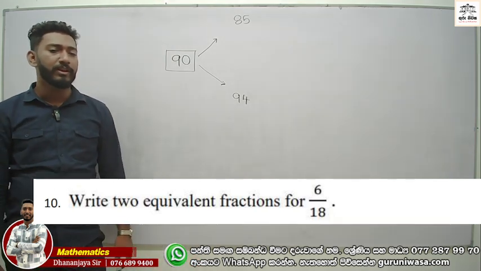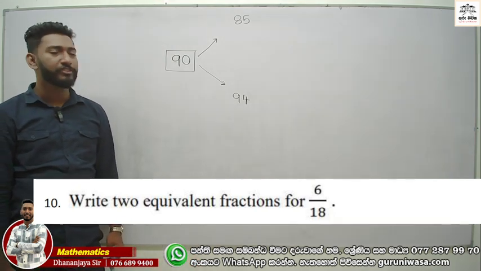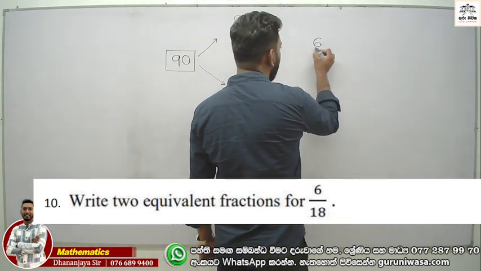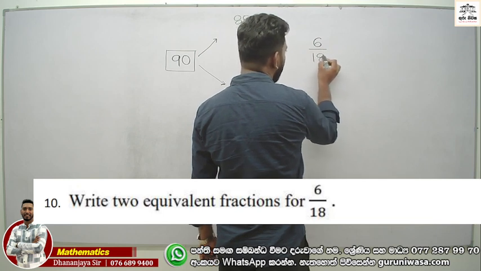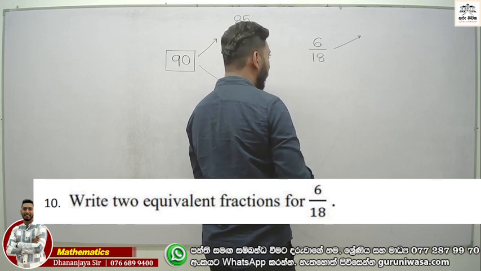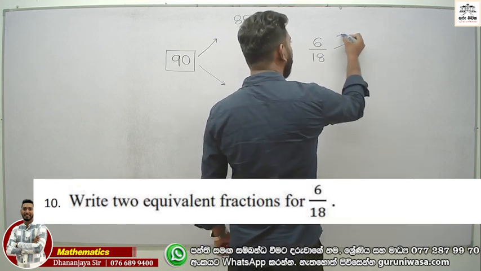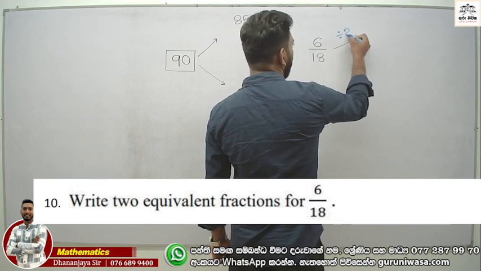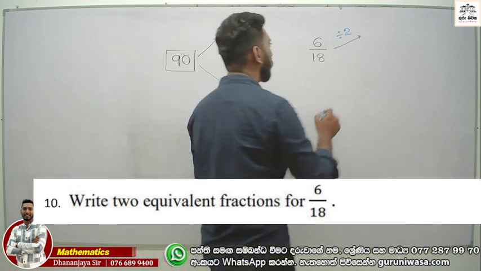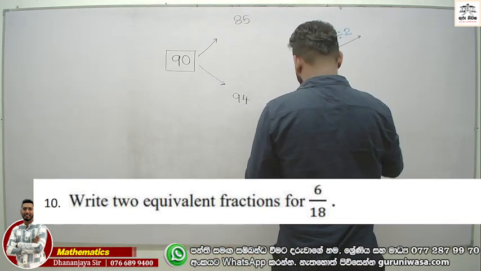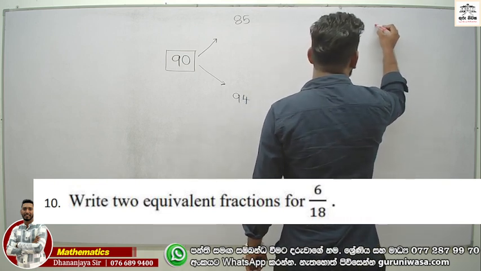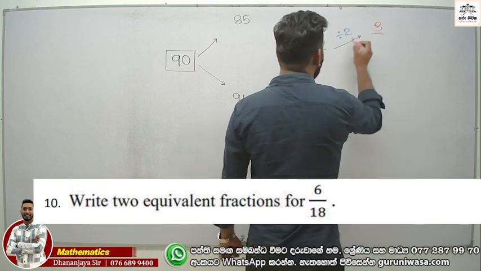Write two equivalent fractions for 6 over 18. Now look at this. You can divide 6 and 18 by 2. Both numbers you can divide by 2. Now 6 divided by 2 is 3, and 18 divided by 2 is 9.